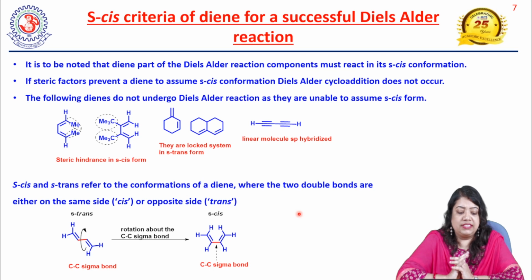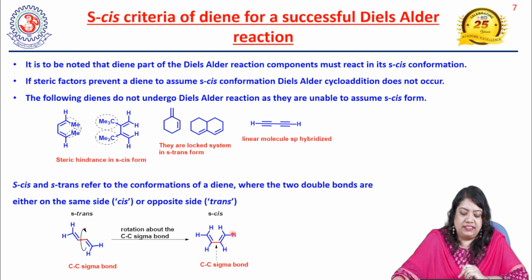Now I will discuss the criteria of a diene for a successful Diels-Alder reaction. So what are S-cis and S-trans dienes in the Diels-Alder reaction? When two double bonds of a diene orient themselves in the same direction about the carbon-carbon single bond, in that case they are called an S-cis diene. It is shown here. And when these double bonds orient themselves in opposite directions, in that case they make an S-trans diene. Here it is shown, it is S-trans.